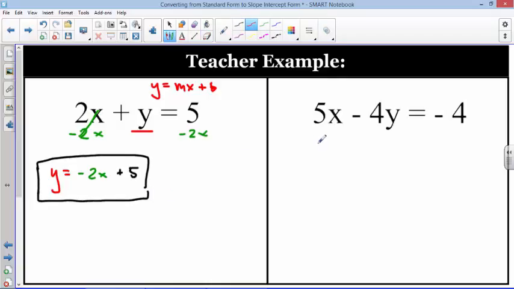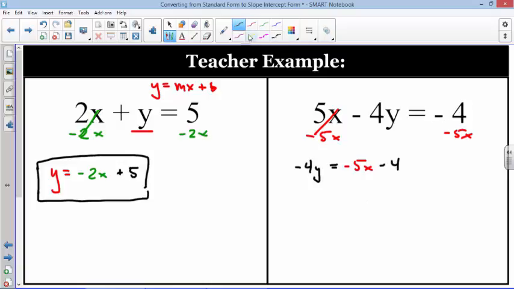Alright, if you look at this next problem, we have 5x minus 4y equals negative 4. So since I want y on the left by itself, I'm going to get rid of this 5x by subtracting 5x from both sides. These 5x's will cancel out. Here I have a negative 4y that's going to come down by itself. My equal sign comes down, and then I have this negative 5x, and I also have my minus 4.